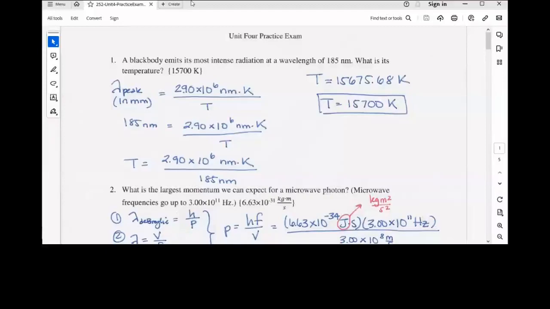Number 1, a black body emits its most intense radiation at a wavelength of 185 nanometers. What is its temperature? This is a problem that can be solved using Wien's law, which correlates the peak wavelength of an object's black body spectrum, or its thermal radiation curve, to the temperature of that object. So I know the peak wavelength in nanometers. I can just plug it into Wien's law and solve for T. And you get something that rounds to 15,700 Kelvin when sig figs are applied.